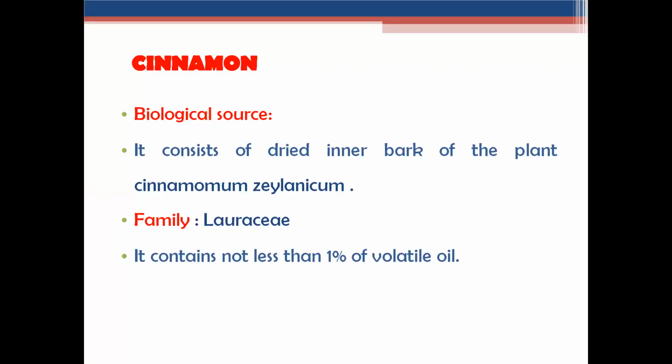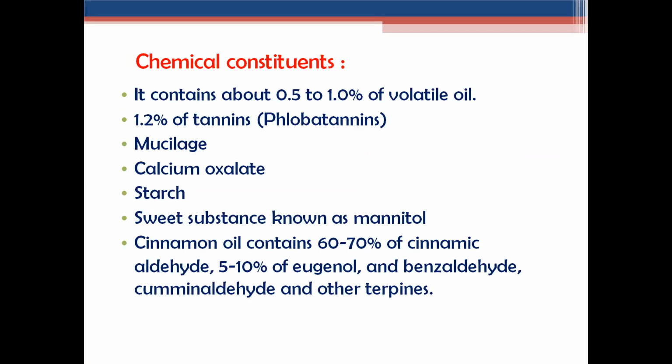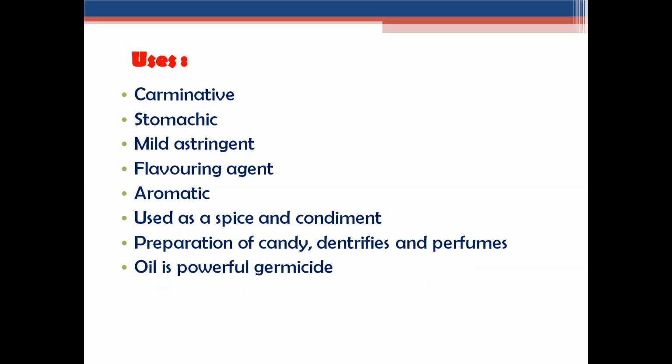Next drug is cinnamon. Biological source of cinnamon, means dalchini: it consists of the dried inner bark of the plant Cinnamomum zeylanicum, and its family is Lauraceae, and it contains not less than 1% of volatile oil. The important chemical constituents: it contains 0.5 to 1% of volatile oils, 1.2% of tannins, that is phlobatannins, non-hydrolyzable tannins, mucilage, calcium oxalate, starch, and a sweet substance known as mannitol. Cinnamon oil also contains 60 to 70% of cinnamic aldehyde, 5 to 10% of eugenol and benzaldehyde, then cuminaldehyde and other terpenes. So this is all about the chemical constituents of cinnamon, that is dalchini.